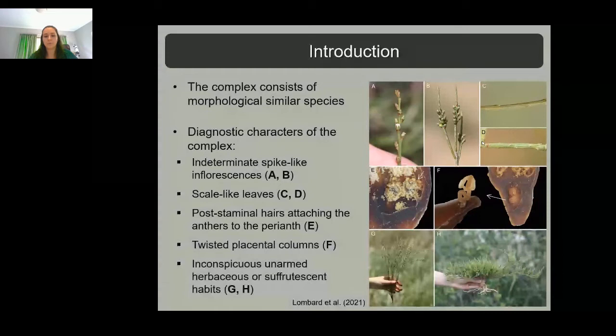Plants of this group share these few characteristics. They have these inflorescences that are indeterminate and spike-like. We say spike-like because the oldest flower is not always at the bottom. Then they have these very reduced and scale-like leaves, these small hairs connecting the stamens to the side of the flower, and twisted placental columns, where you can see the loop. They're normally inconspicuous and unarmed. They grow with these herbaceous and suffrutescent habits or growth forms.